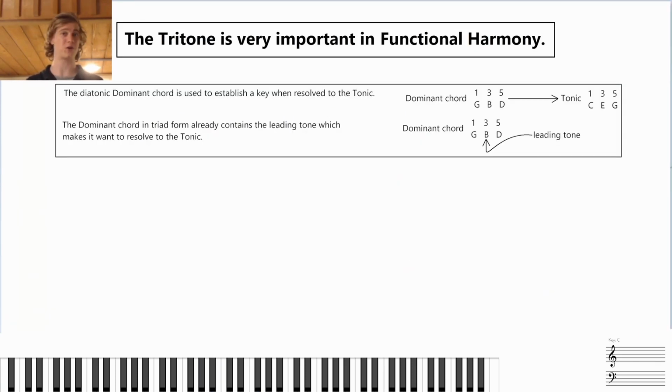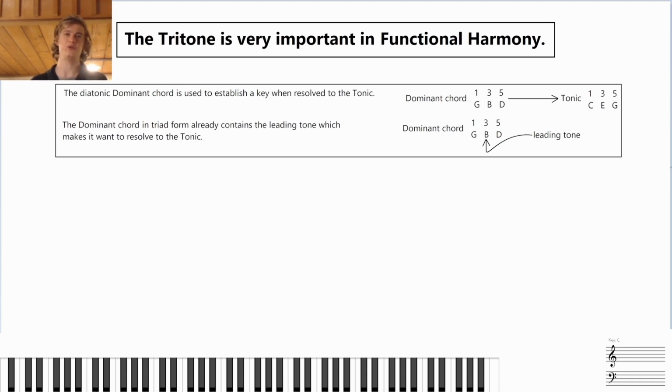Okay, tritones part 2. The tritone is very important in functional harmony. The diatonic dominant chord is used to establish the key when it resolves to the tonic. The dominant chord in triad form already contains that leading tone, which makes it want to resolve to the tonic. So since we're in the key of C, the last note in the scale is B, and since B and C are that half step apart, as well as B being the last note in the scale, this is that leading tone of the major scale.